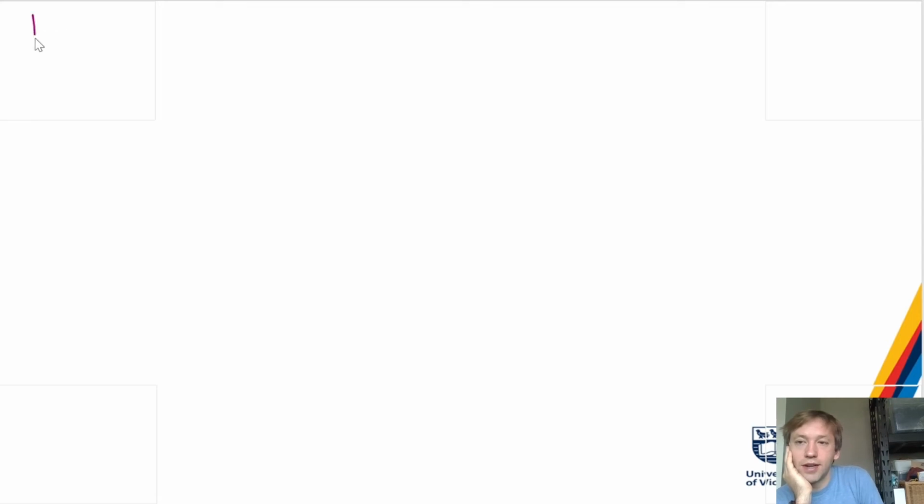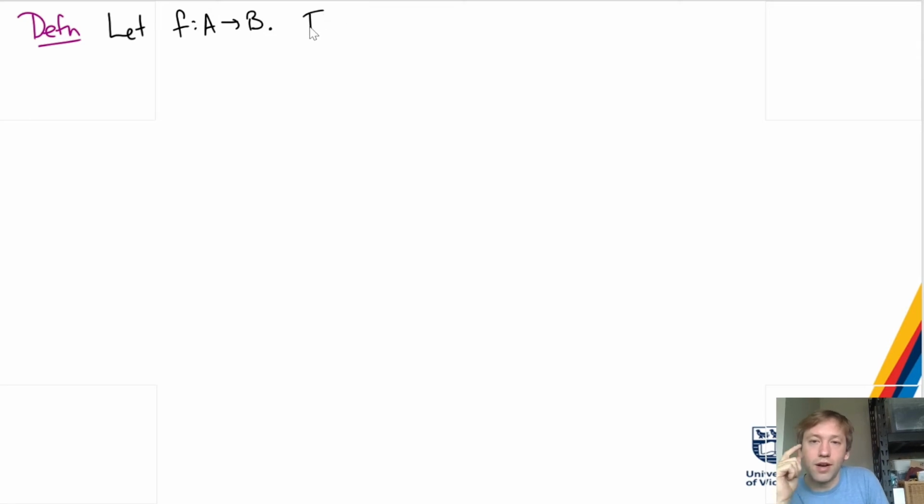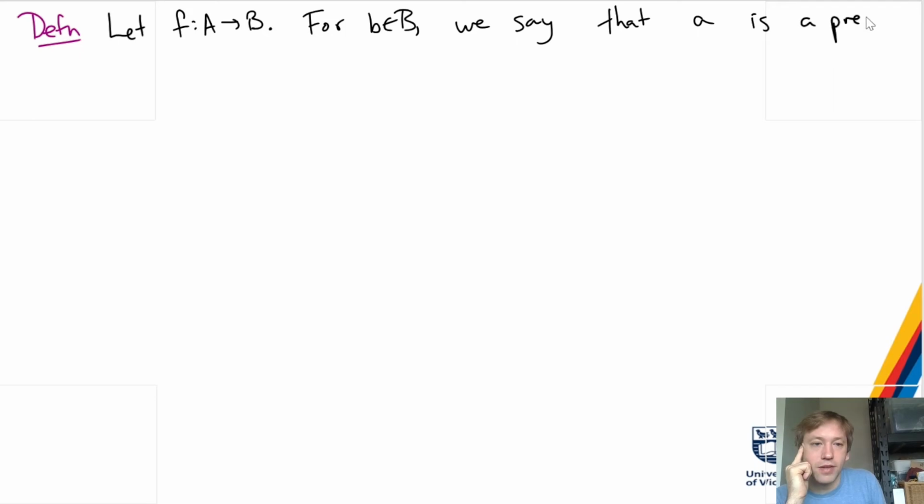So this is another definition. Let f be a function from A to B. We say that, for an element b of B, a is a preimage of b if f of a is equal to b.